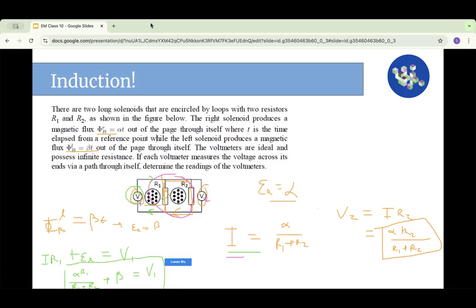So we got V1, we also got V2 over here. And yeah, we got the readings on each of the voltmeters, and that completes the problem. Any questions on this?